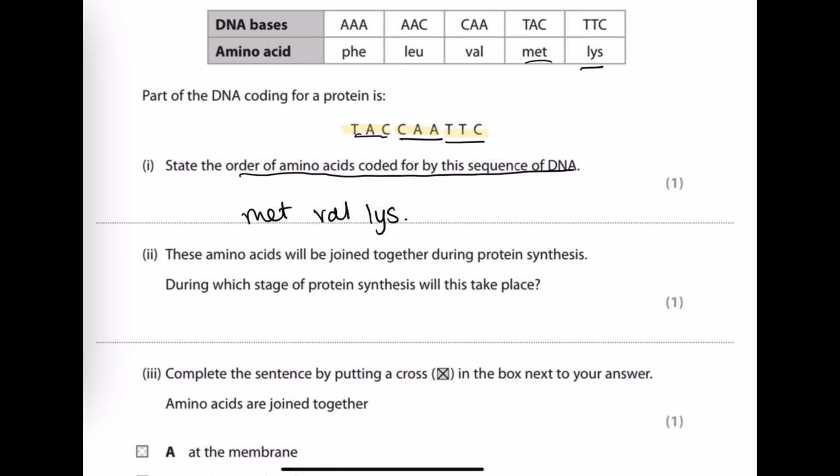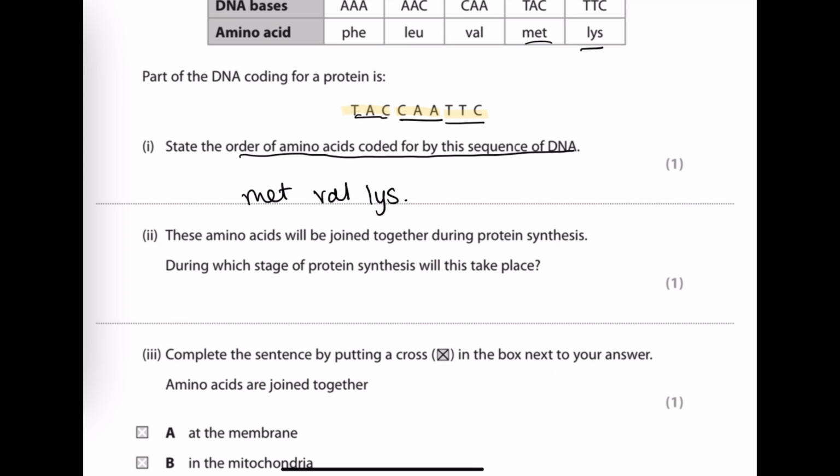These amino acids will be joined together by protein synthesis. Describe during which stage of protein synthesis this will take place. This is during translation. This is when they will be joined together to make the chain of amino acids, therefore the protein.